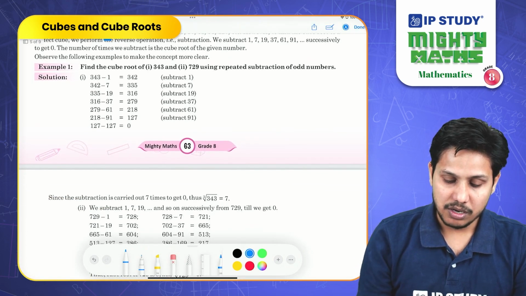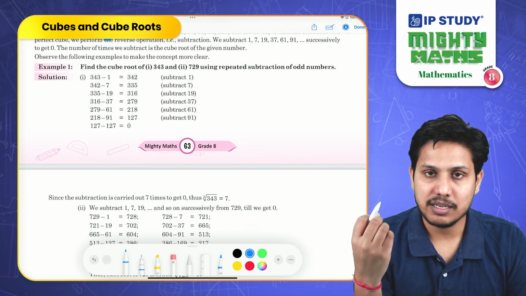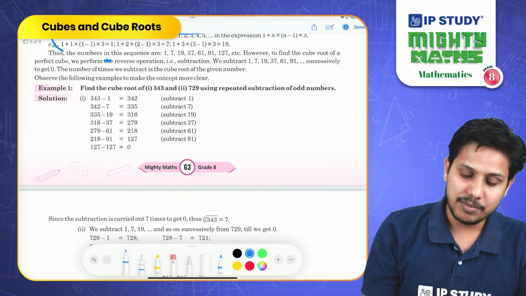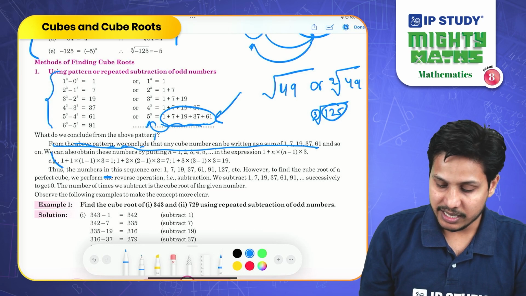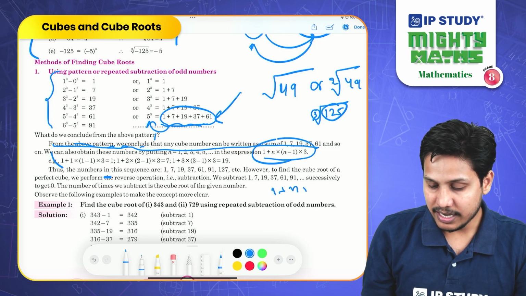Now there are certain methods to find the cube root of numbers. One is repeated subtraction and the other is prime factorization. In repeated subtraction, we take this set of numbers, that is 1, 7, 19, and this set of numbers can be found using 1 plus n times (n minus 1) times 3.